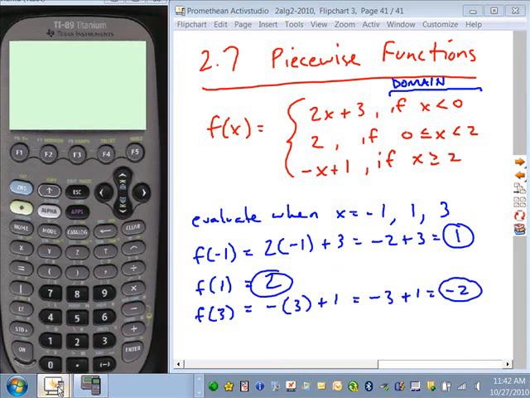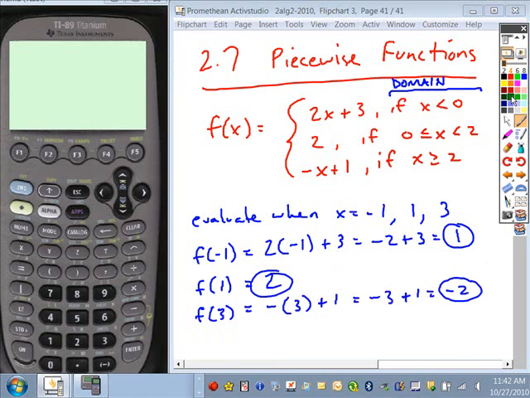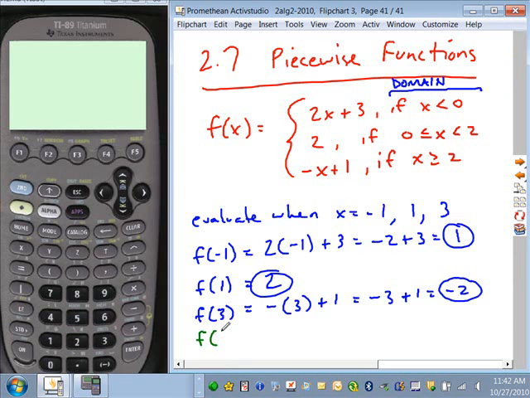Now, what happens if I had asked you to evaluate f of 0? Is that going to fall in the top or the bottom? Or will there be two answers? Because this is a function, there's never going to be an overlap, so you'll never have two different answers. Each input will yield one and only one output. So does x equals 0 fall in the top or the middle? It's in the middle because of this less than or equal to. It has the equal to here. So when you evaluate this, you get a 2.